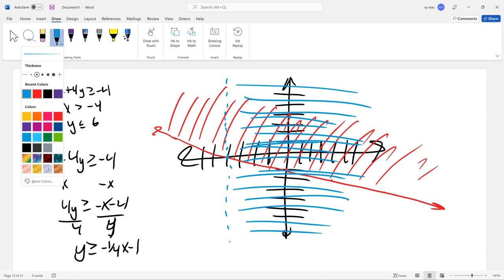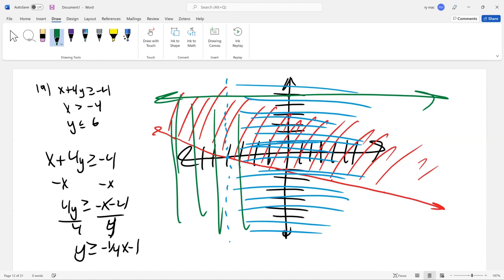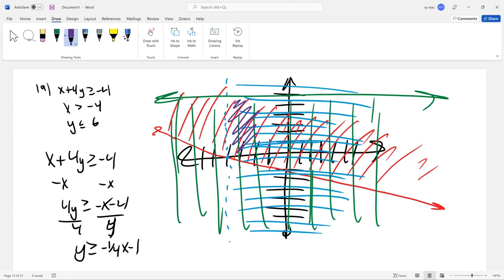My next one, I'll make green. And that is y is less than or equal to 6. That's going to be a line at y equals 6. It's solid because it's less than or equal to. And I'll shade down because that includes the values less than 6. Right, and then with my purple still, you can see the section where they all intersect. It's going to be this middle section here.